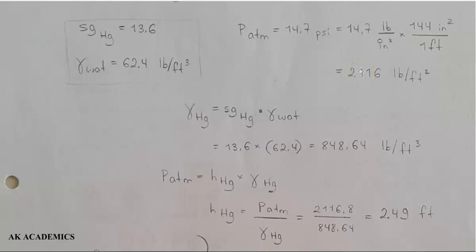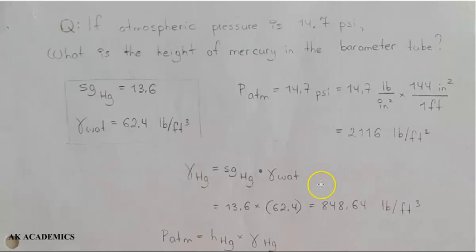We know from our calculations that atmospheric pressure is 2116.8. Also from our calculations, we found the specific weight of mercury to be 848.64. When you divide them out, you obtain 2.49 feet. And that gives us the height of mercury in the barometer tube.